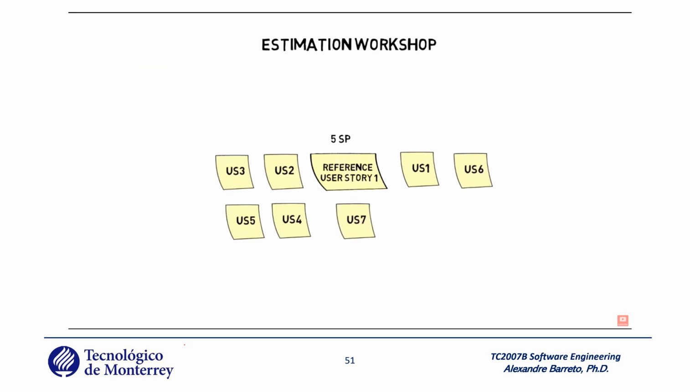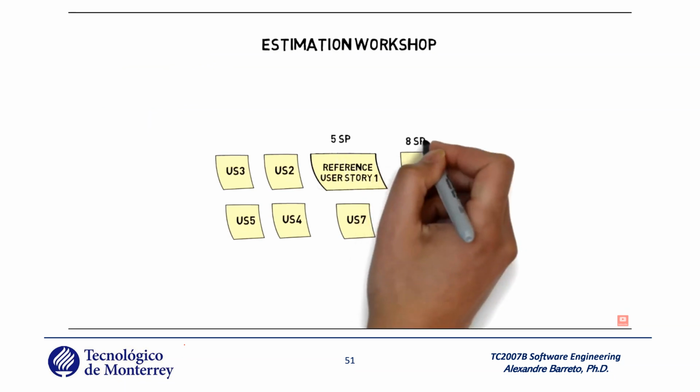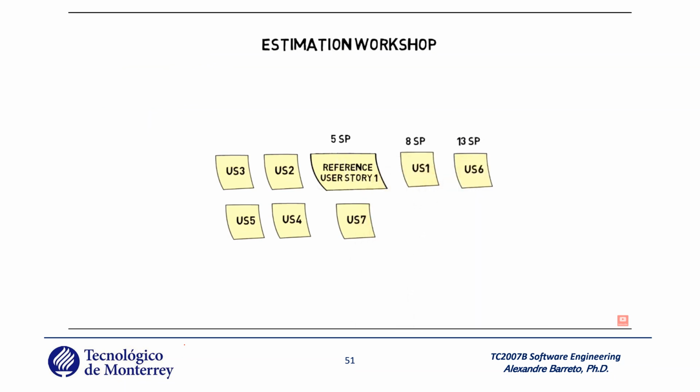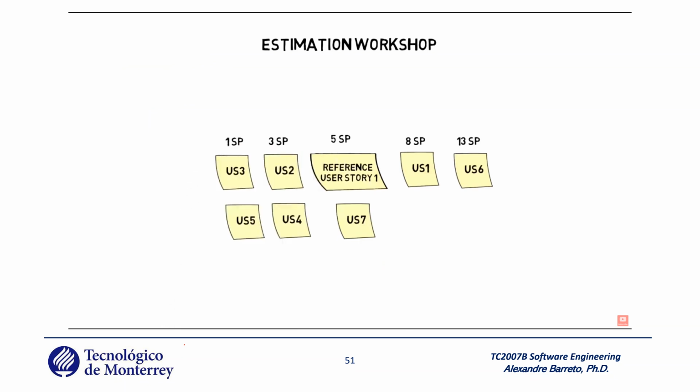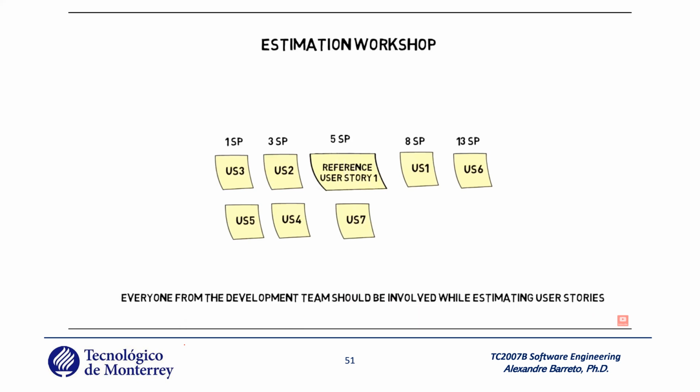The team can then proceed and give story points to the other user stories. If it requires twice as much effort as the reference story, then we give it double the amount of story points. If it's twice less, then we give it less. During the estimation session, it is very important to involve everyone in the team: developers, designers, testers. Each team member brings a different perspective on the product and the work required to deliver a user story.